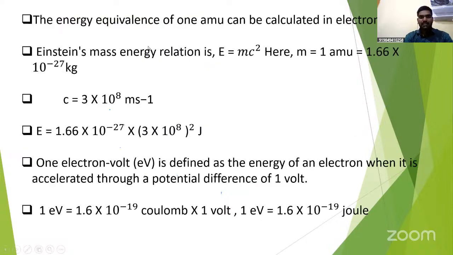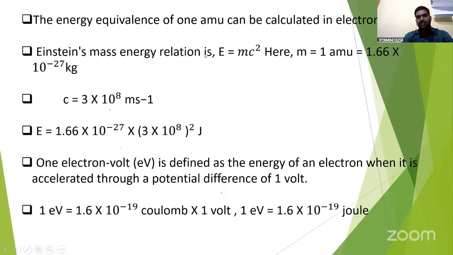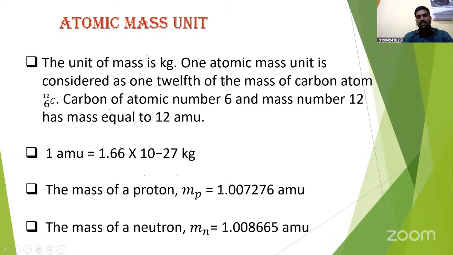So let us see the mass here. Mass of the nucleus. The unit of mass is kg here. One atomic mass unit is considered as the 1/12 of the mass of the carbon atom. So one atomic mass unit is how much? One atomic mass unit is 1/12 of the mass of the carbon atom.